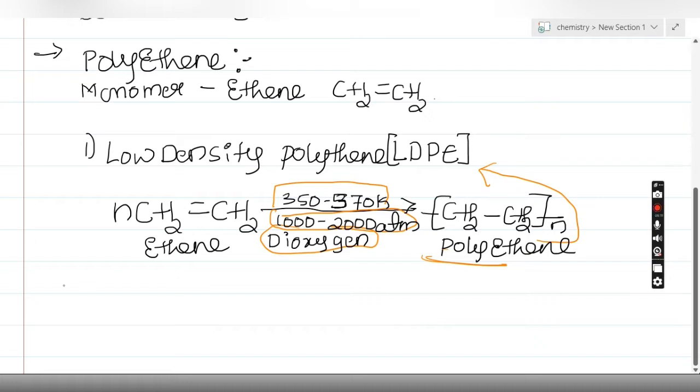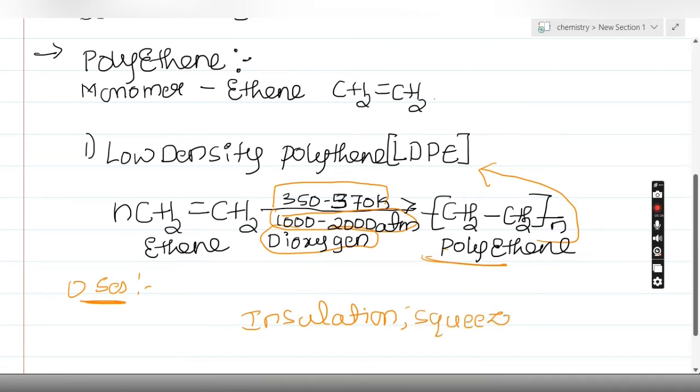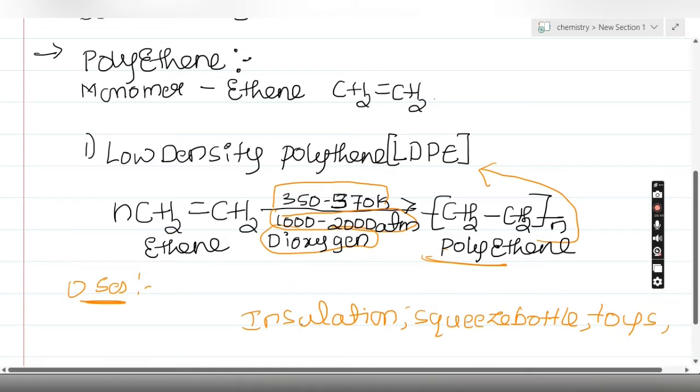Coming back to where this LDPE is used. Since it is a low density polythene, it is a straight chain polymer. The major application is in insulation of electric wires. It is also used in the manufacture of squeeze bottles, toys, and flexible pipes. So this is all about polyethene.